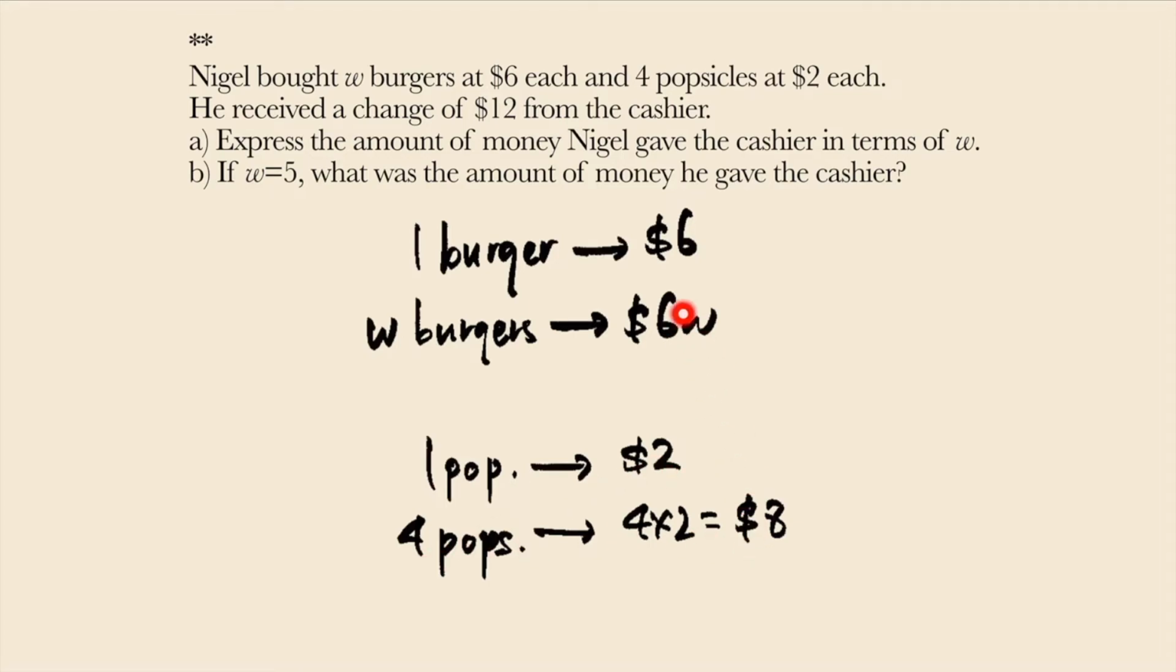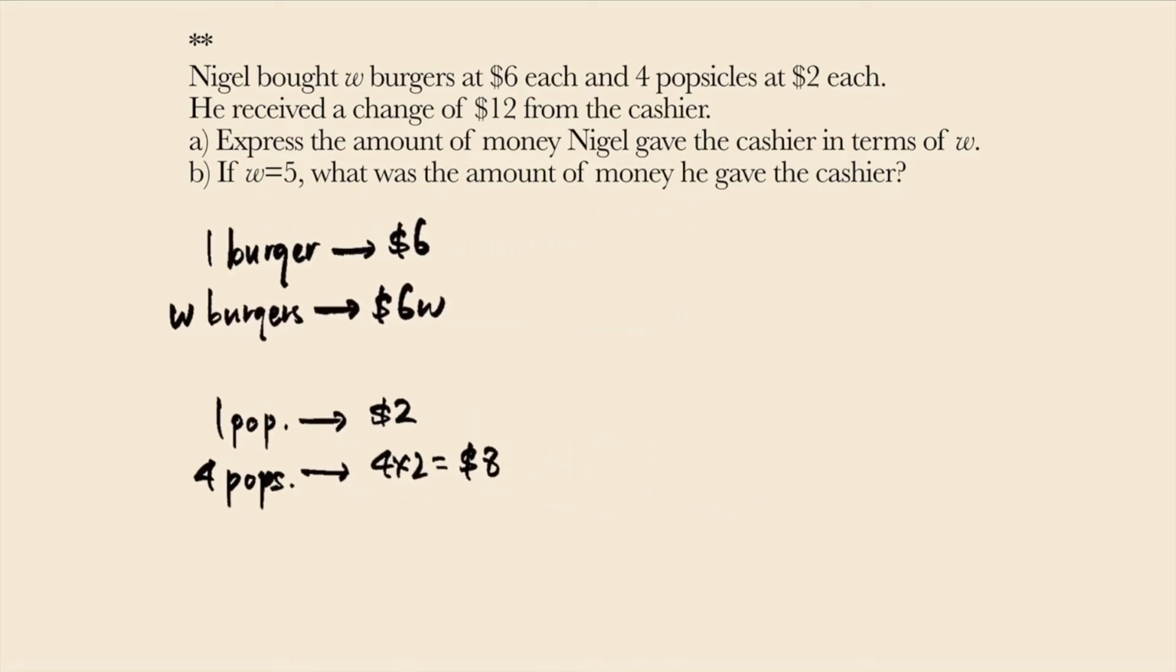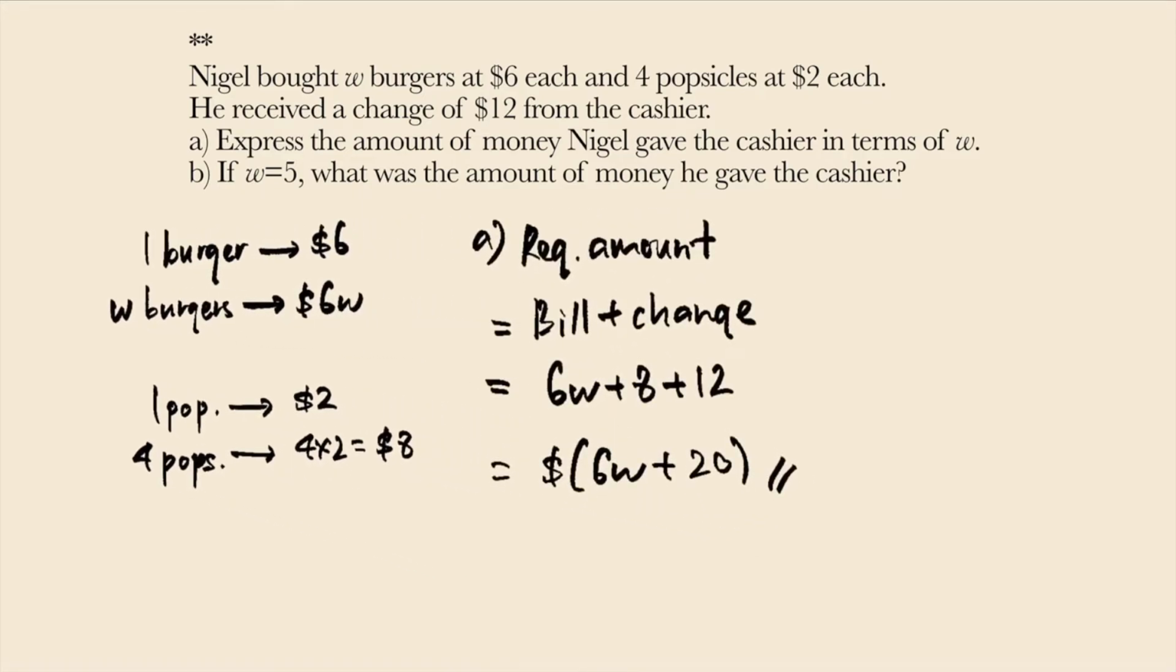Now we're going to find the bill here. It's 6W plus 8. So the amount will therefore be the bill plus the change that's given. So what's the bill? It's 6W plus 8. Popsicles and burgers, 6W plus 8. Don't forget, he received $12 in change. So what did he actually hand to the cashier? It is 6W plus 20.